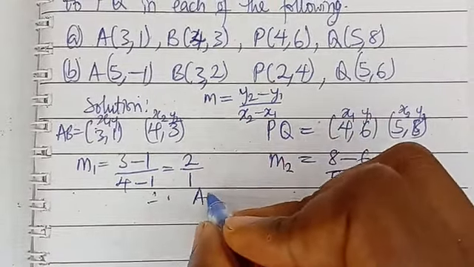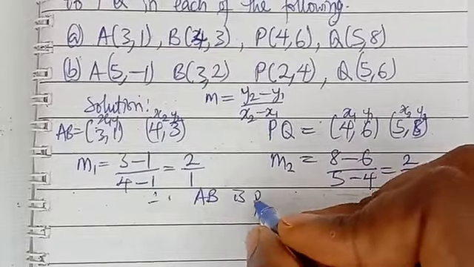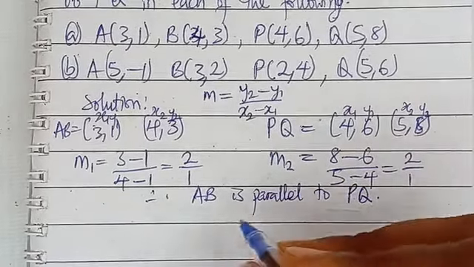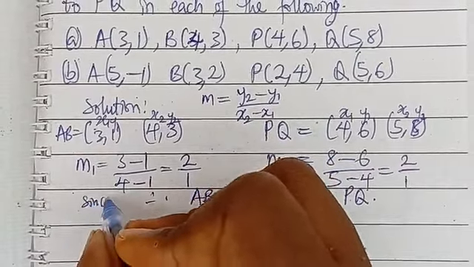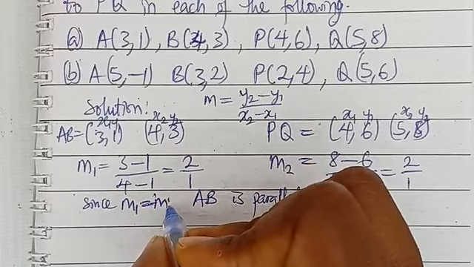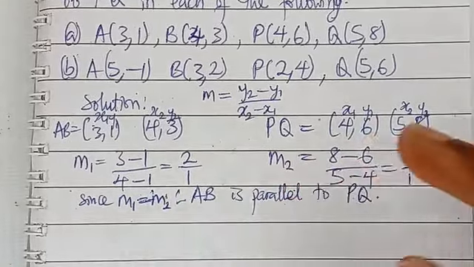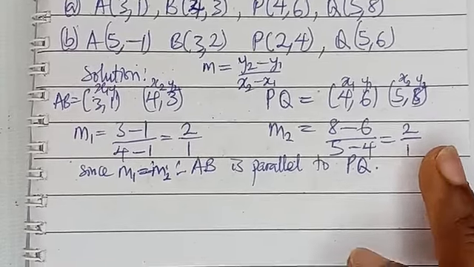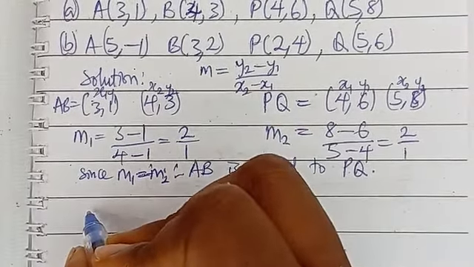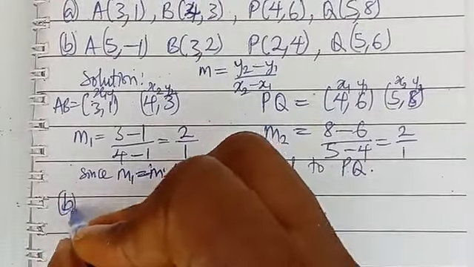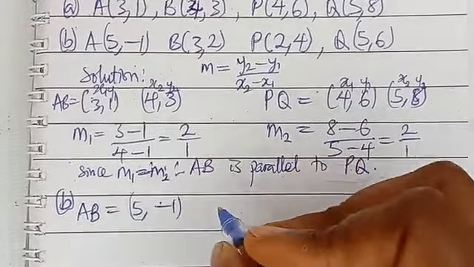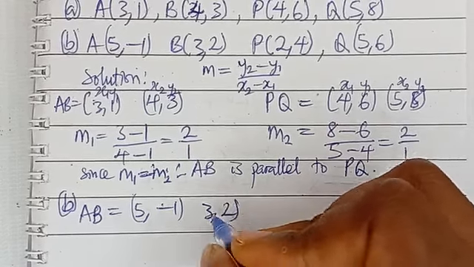Therefore, AB is parallel to PQ. That is what it means, since m1 is equal to m2. So this is a full answer. Now let's look at the other one before we go. This was the A part. For the B part, we have AB is equal to (5, negative 1) and (3, 2).